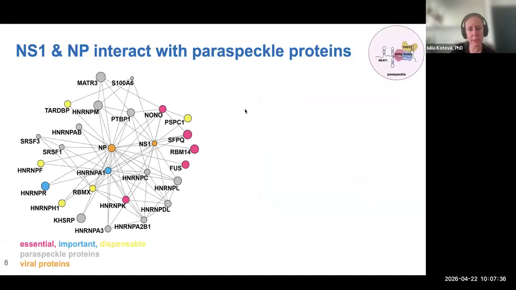We first zoom in on our network. So we see here again in orange two of the viral proteins, nucleoprotein and non-structural protein 1. And they indeed interact with many paraspeckle proteins, and several of these proteins were essential. So the ones that are in pink, essential means that without these proteins, paraspeckles cannot actually be built in the cell.